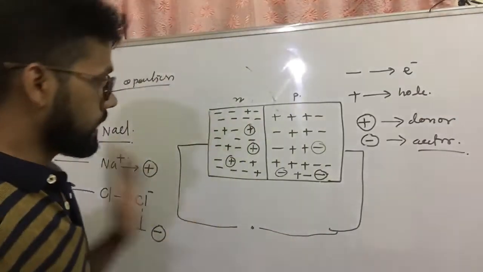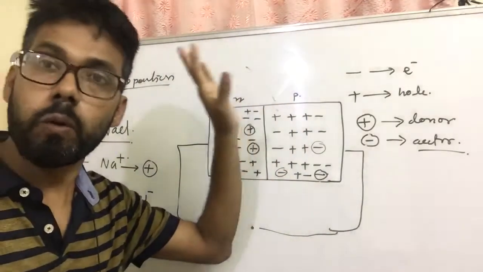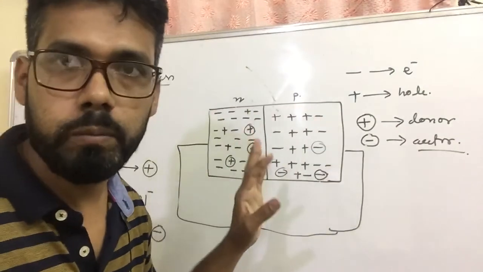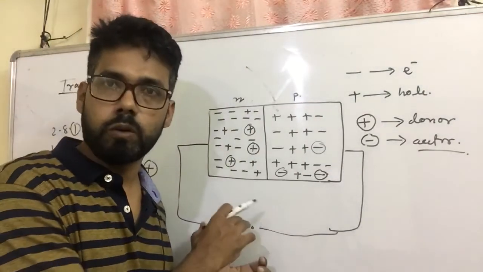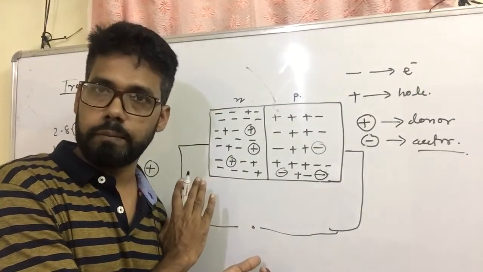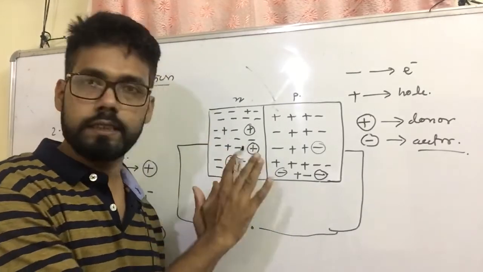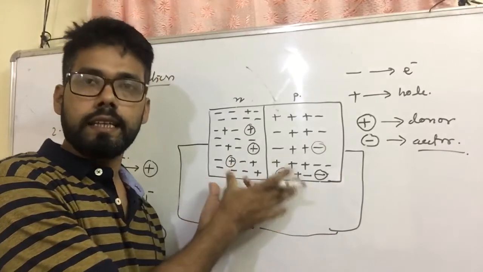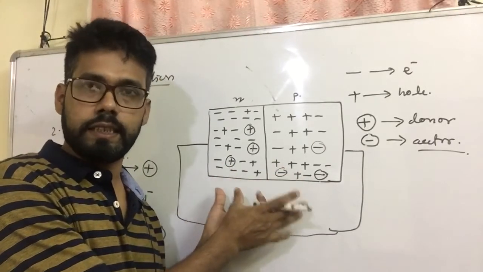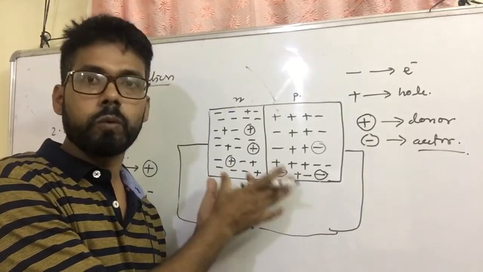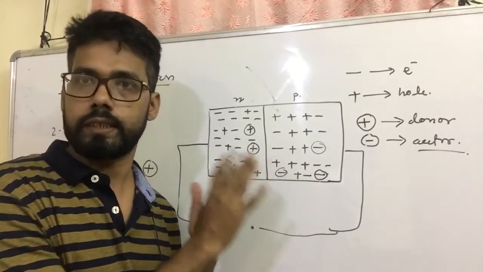Okay, now it is in the without biasing condition. Without biasing condition means we are not applying voltage. Till now we are not applying voltage on the device. This is the internal electronic structure representation of the diode without the application of external voltage.